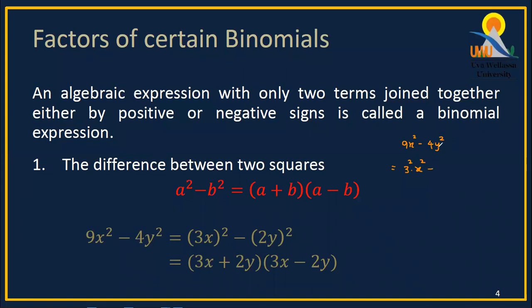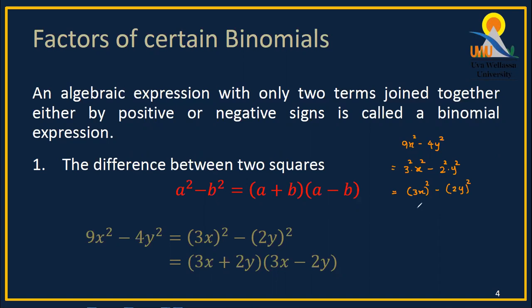Here we have 4 times y squared. The square is only valid for y. Therefore, we have to convert this 4 also into the form of a squared term. Then we can take this as 2 squared times y squared. If you complete these squares, you will get 3 times x squared minus 2 times y squared. These can be considered as completing squares for the first term as well as for the second term.